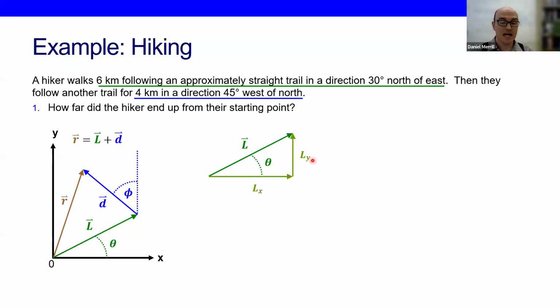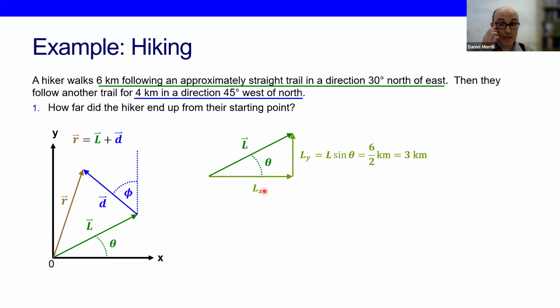This is the opposite side of my right triangle. Sine of theta would be opposite divided by hypotenuse. So if I do a little bit of algebra and I take the hypotenuse times the sine of my angle, I would get that opposite side. Sine of 30 degrees is 1/2. My hypotenuse is 6 kilometers long. 6 kilometers times 1/2 gives me 3 kilometers.